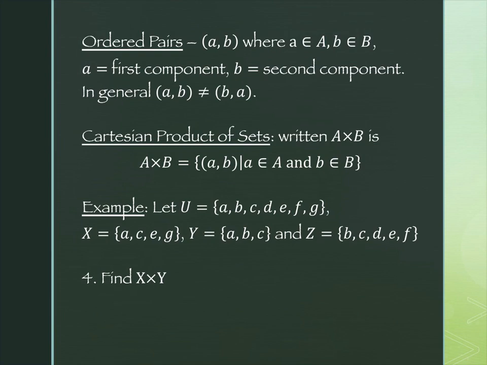And then a Cartesian product is just a collection of all of these ordered pairs. So we connect every element in set A with every element in set B one at a time. We create an ordered pair, and then this is the collection of all of those.